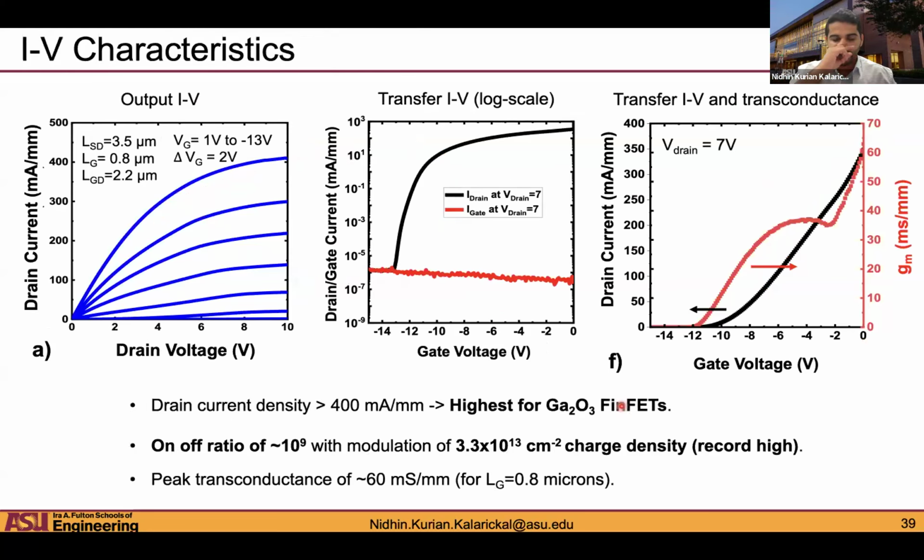Okay. And in terms of the IV characteristics, we were able to get very good current densities exceeding 400 milliamps per millimeter, which is actually the highest reported for gallium oxide FinFETs. We also were able to get an on-off ratio of around 10 to the 9. And remember that this is modulating 3.3 times 10 to the 13 charge density, which is also a record high. So very high charge density and simultaneously such good on-off ratios. Both of these are very good numbers. And a peak transconductance of around 60 millisiemens per millimeter.